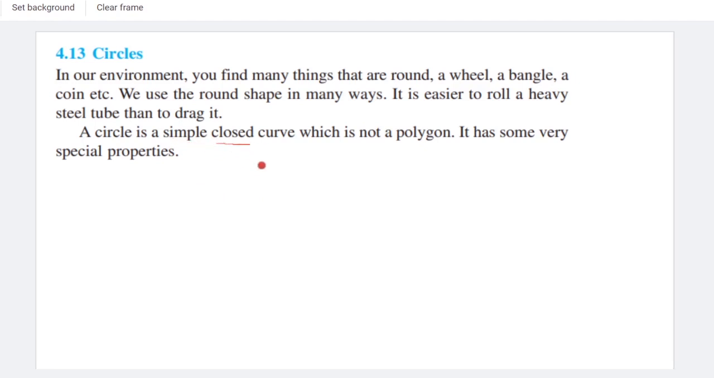It is a closed curve because wherever you start, there only you are going to end. So that is a closed curve, which is not a polygon. It is not a polygon because there are no straight lines. A polygon is made completely of straight lines, but there is no straight line in a circle. It has very special properties.